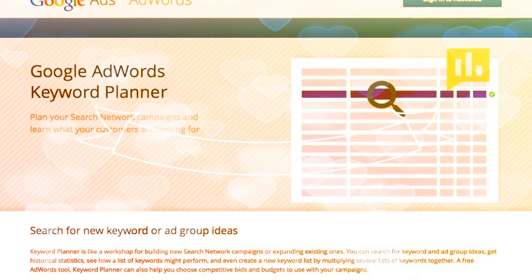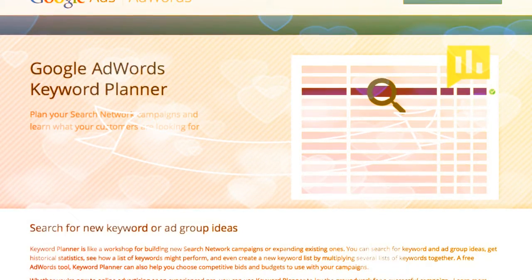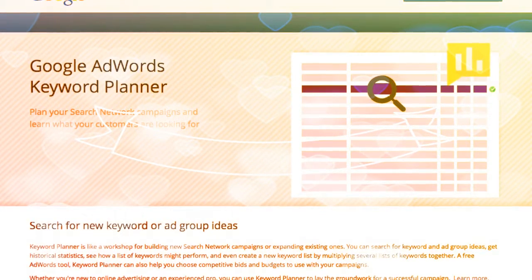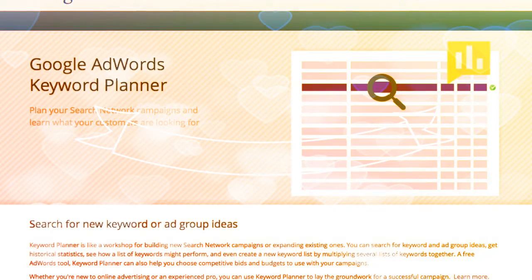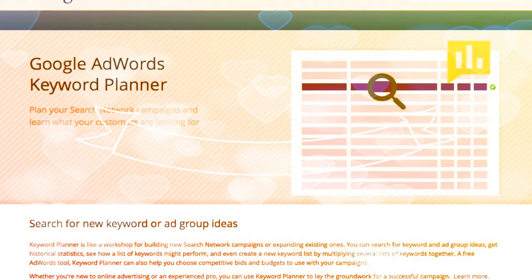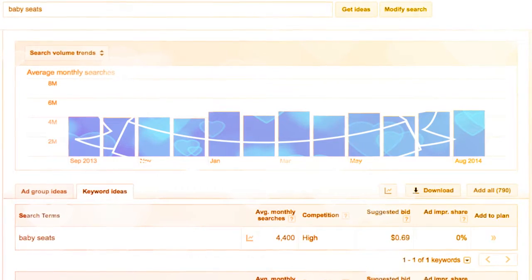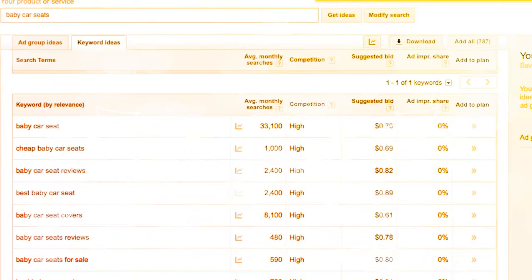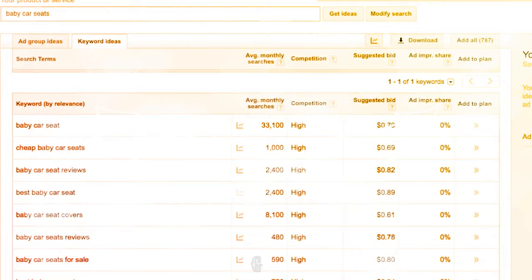Google AdWords advertiser. So during the sign up process, Google may or may not ask you for your credit card information. But don't worry, you will not be charged anything for using the keyword tool. You will only be charged if you actually decide to use the keywords and create an ad using the Google AdWords system. In this example, I searched for baby seats, and Google tells me that 4,400 people search for this keyword in a month.